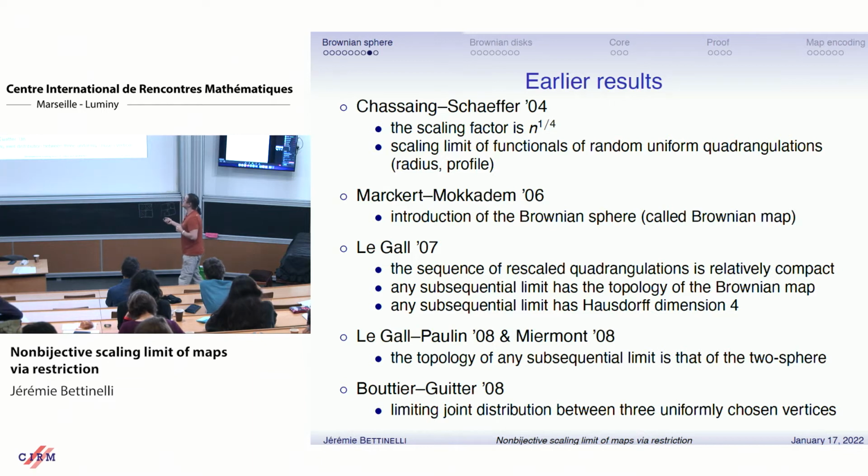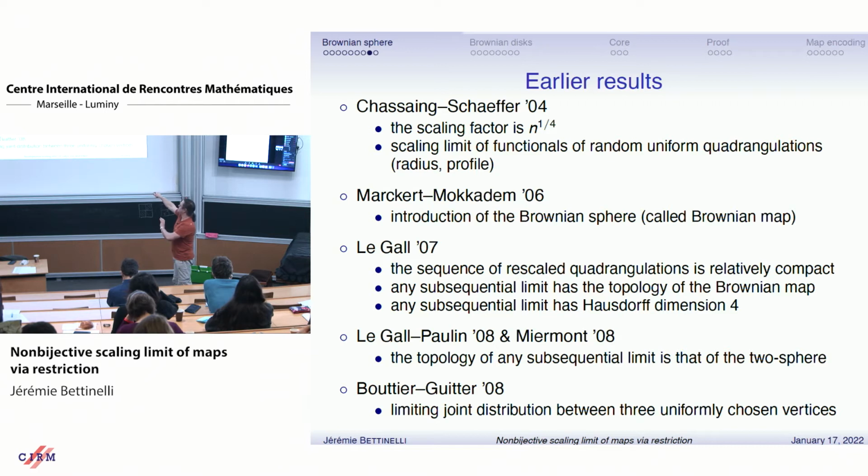And then in 2007, Jean-François showed the convergence in this setting of Gromov-Hausdorff, but up to extraction. So he showed that the sequence of quadrangulations was relatively compact, which means that you can extract subsequences along which you have convergence. And he also showed that the limit had the topology of the sphere. No, sorry.